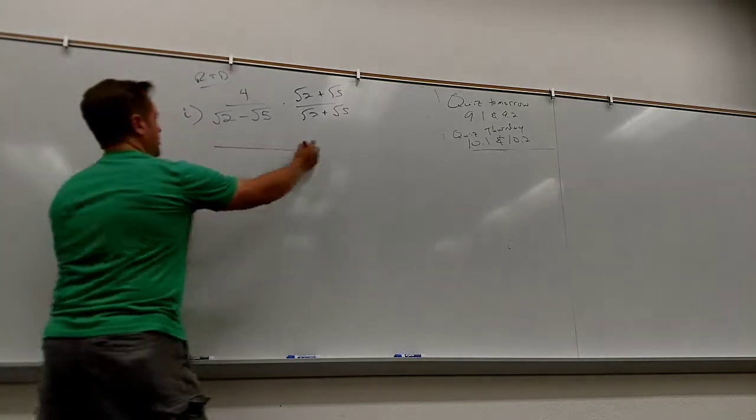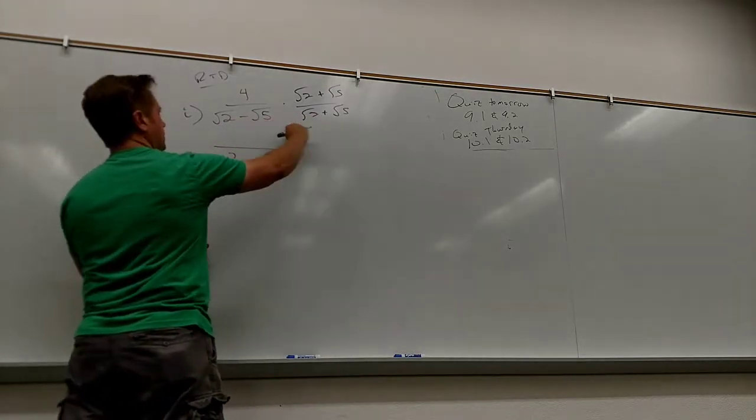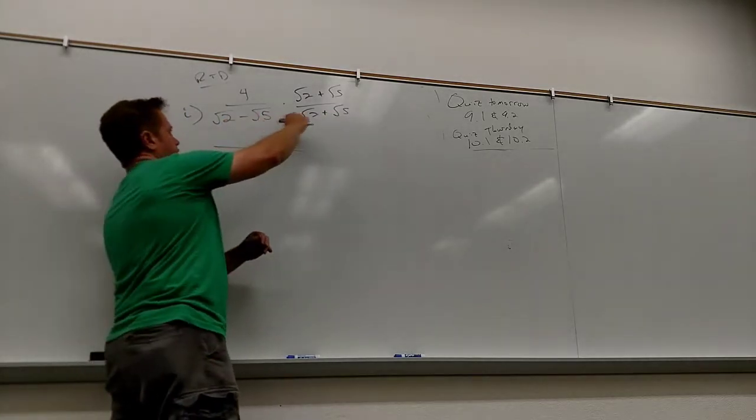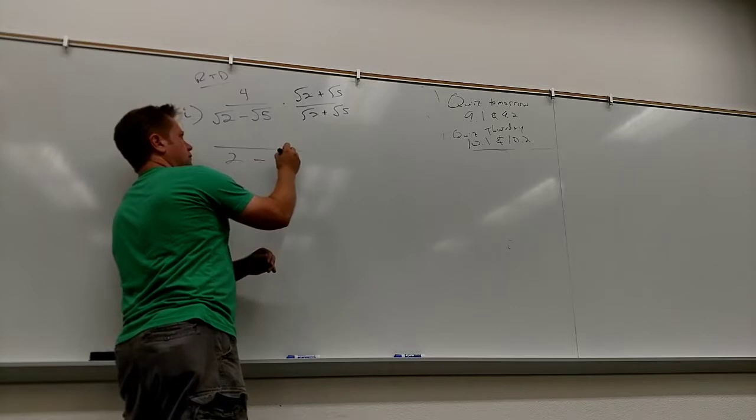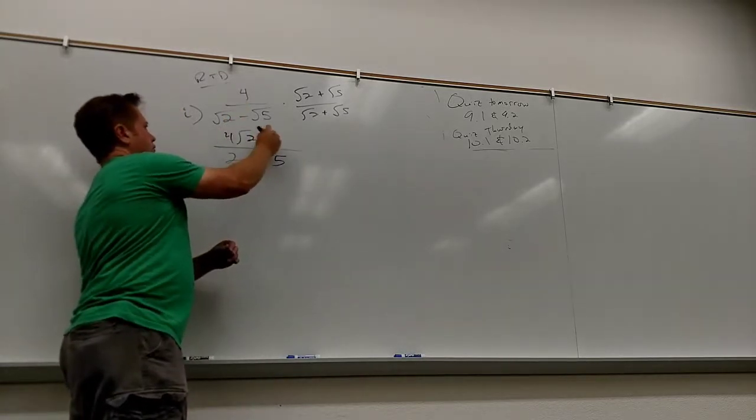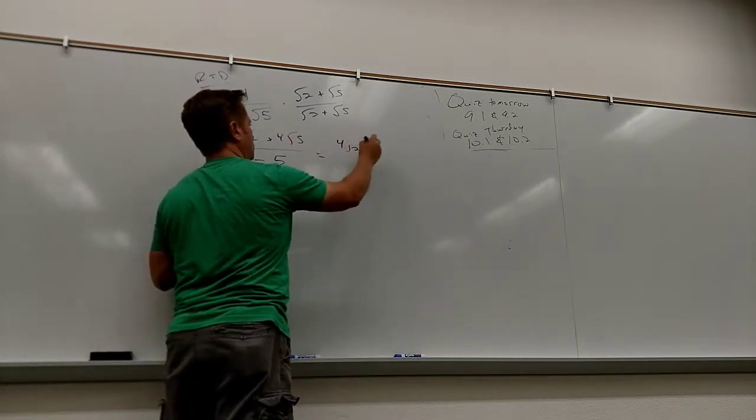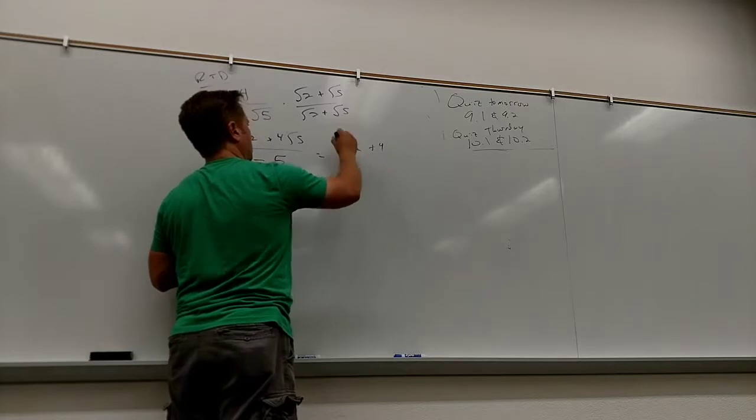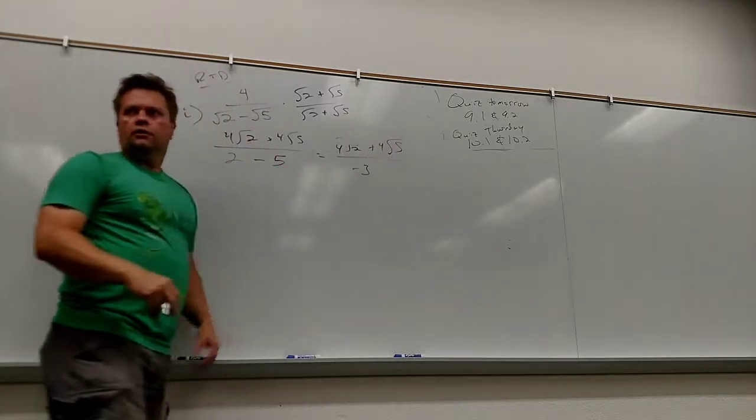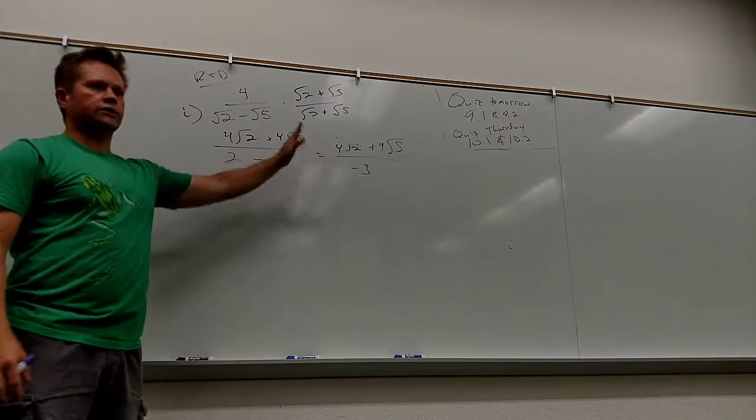So what do you end up with on the bottom? Rad 2 times rad 2 is 2. Minus rad 10 plus rad 10, gone. Negative rad 5 times rad 5 is minus 5. And on the top I get 4 rad 2 plus 4 rad 5. So I get 4 rad 2, plus 4 rad 5 over negative 3. And you can put the negatives on the top, whatever though.